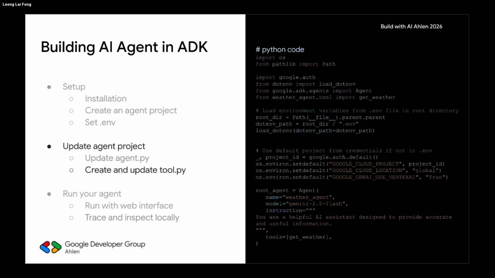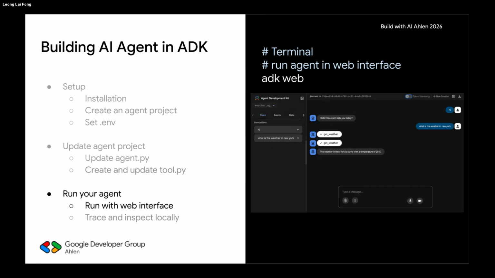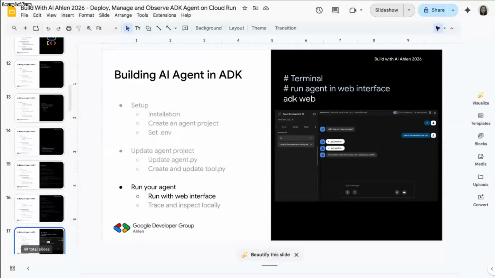Sorry, I think this is a mistake, but I can show you in the terminal later, in GCP. Once it's all done, we will just run the web interface. You can just call adk web, and when it's up and running, you can test it locally. So very quickly, let me show you.